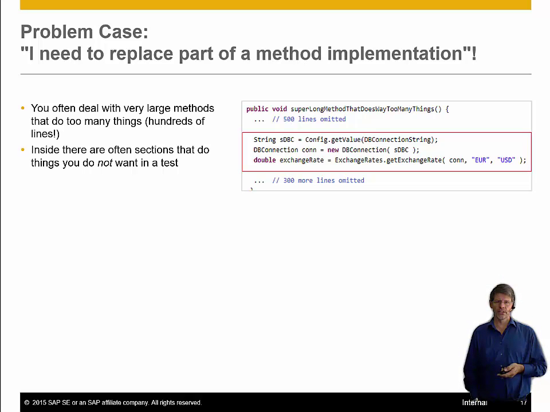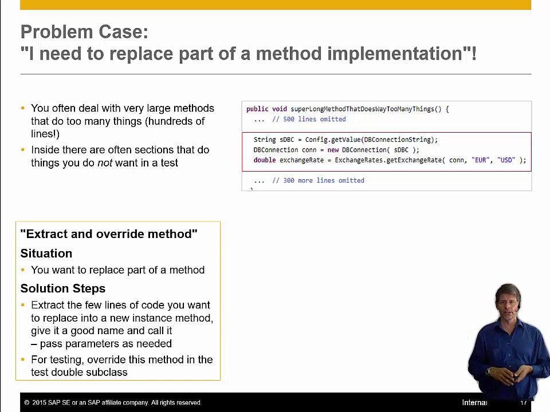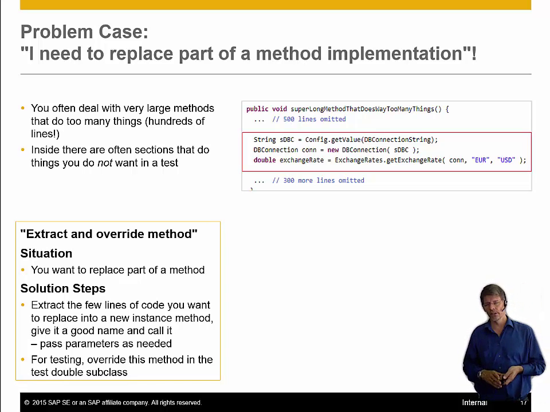This is often the case that in a long method, you have a few lines that you don't want to test. Obviously you don't want to go to the database in the first place because it's slow, but also you don't want your test to depend on exchange rates that may change daily, at least if they have a live feed or something. So you really don't want this. What can you do? Well, there's a pattern that's called extract and override method. By the way, these names come from the book from Michael Feathers, so it's really a good thing. It's a mnemonic way to remember what you are doing, and it's good to know so that you can talk to other people about it.